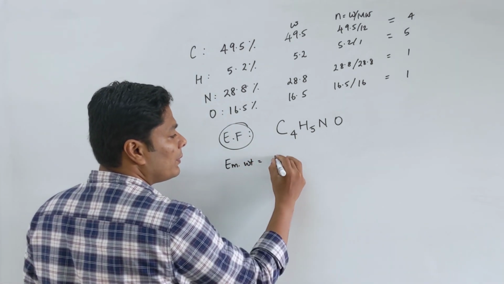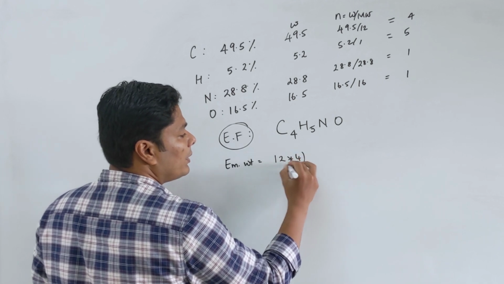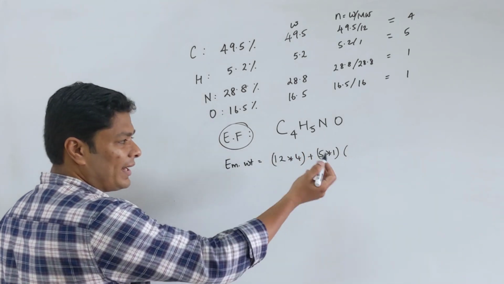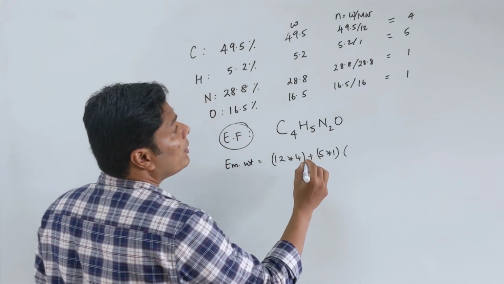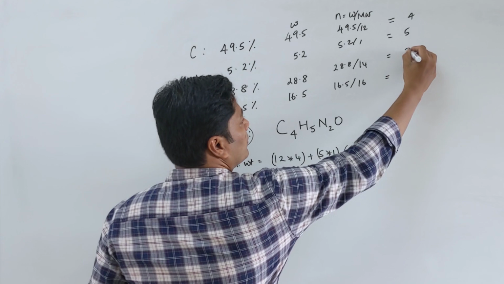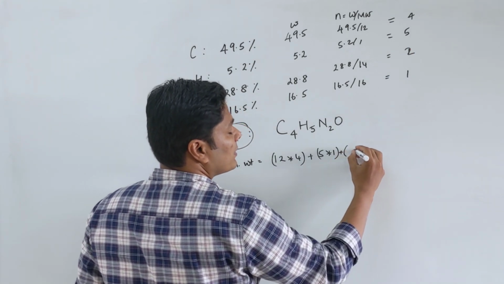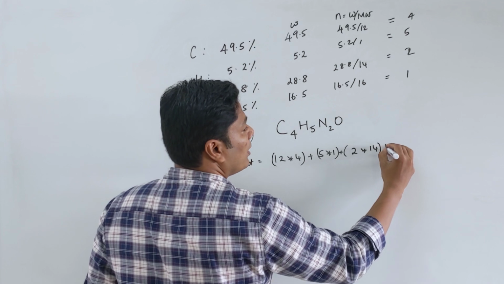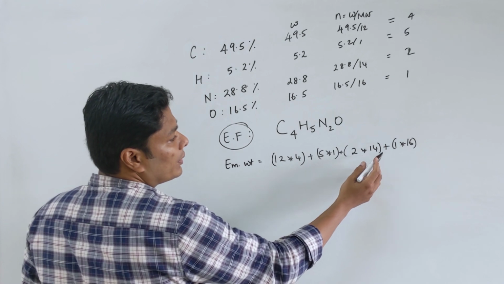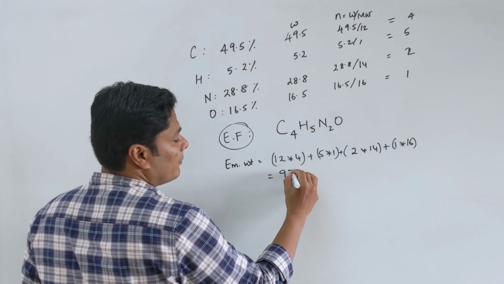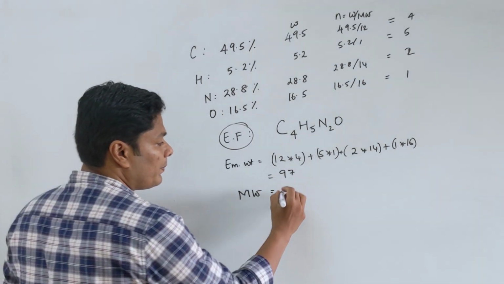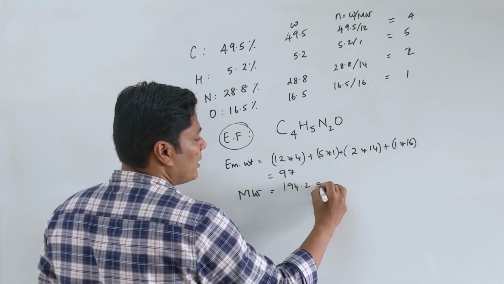That will be the weight of this. So 12 for carbon times 4 carbons, plus 1 for hydrogen times 5 hydrogens, plus 14 for nitrogen, plus 1 oxygen times 16. That is roughly around 97, and the molecular mass is given as roughly 194.2 grams per mole.